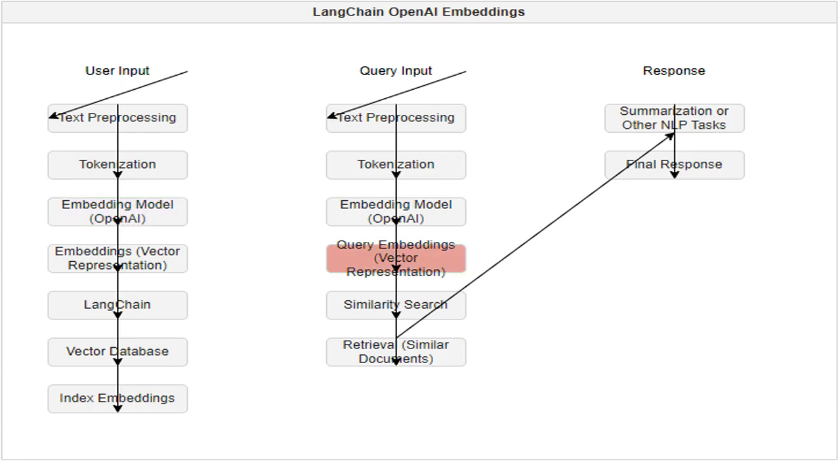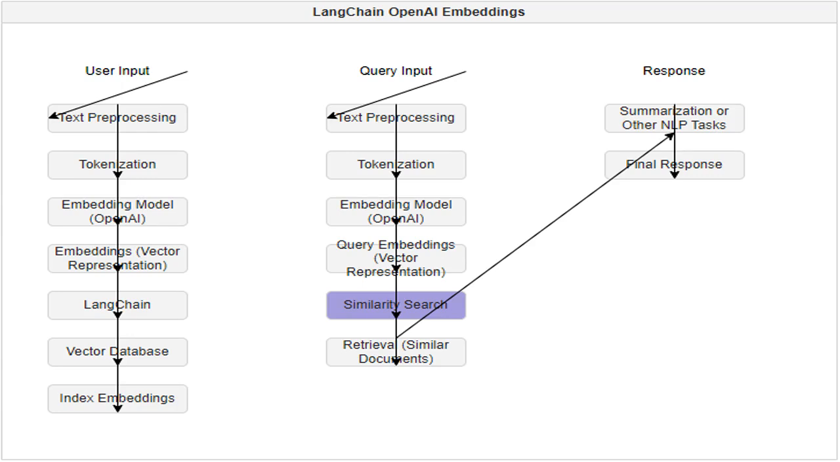Query embeddings, vector representation: data outputs the query embeddings. Query embeddings vector representation stores the numerical representation of the query. Holds the embeddings generated from the query.